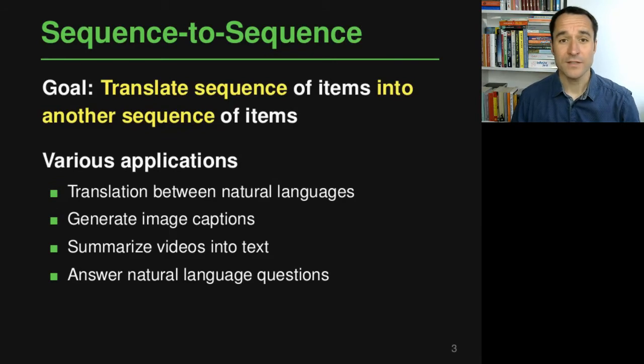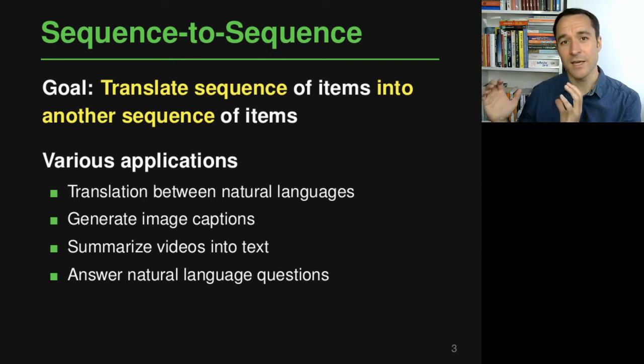All right, so what are these sequence-to-sequence models? The basic idea is that you have a sequence of items that you want to translate into another sequence of items. These items can be many different things, so you can use this overall architecture for many, many different purposes. But the basic idea is always the same. You have a sequence of something and you want to translate it into another sequence of something. So just to give you an idea of some of the applications of this kind of model, beyond what we will discuss in the rest of this module of the course.